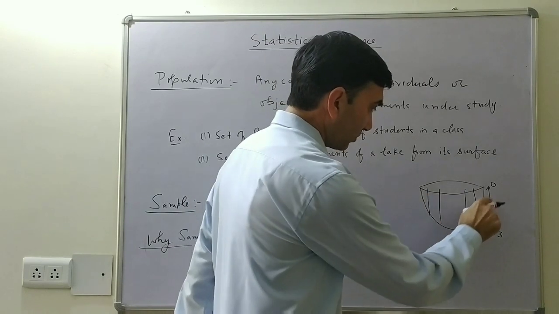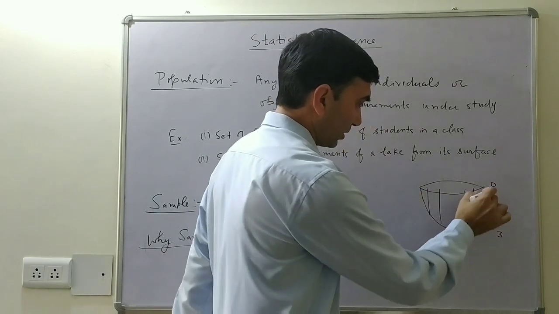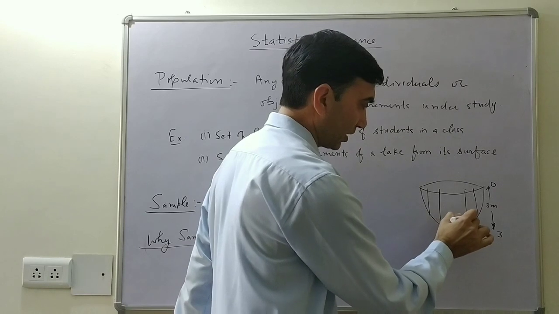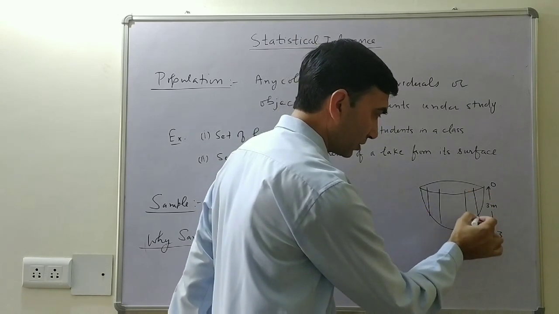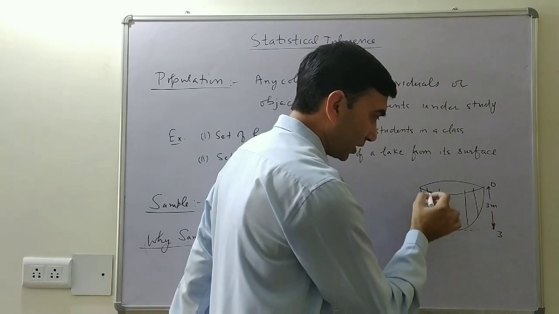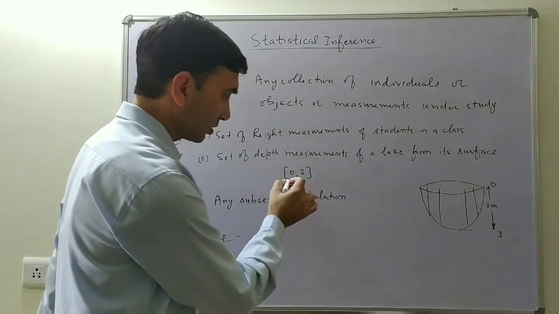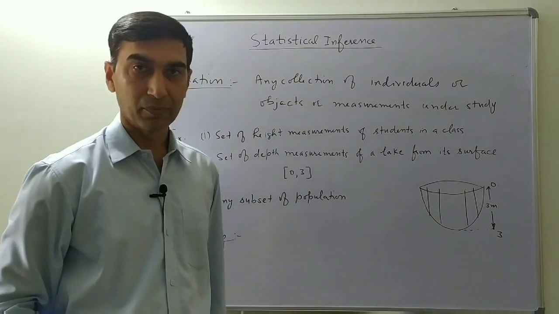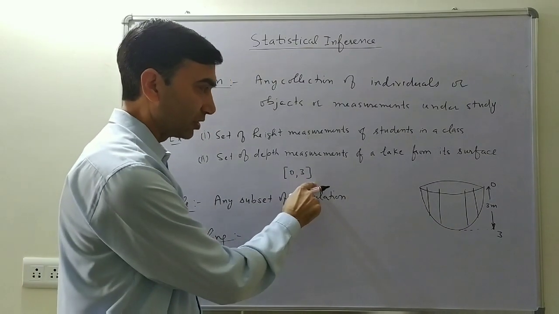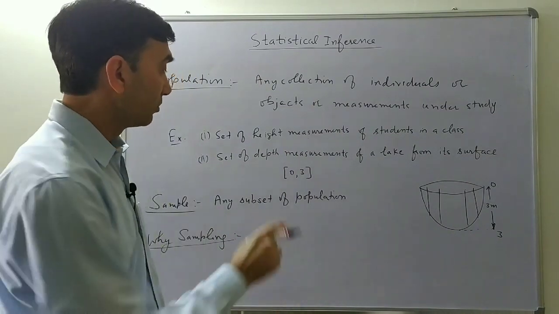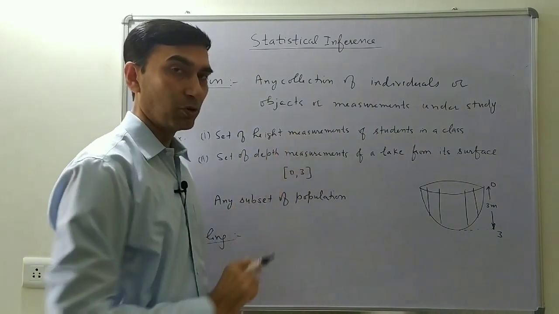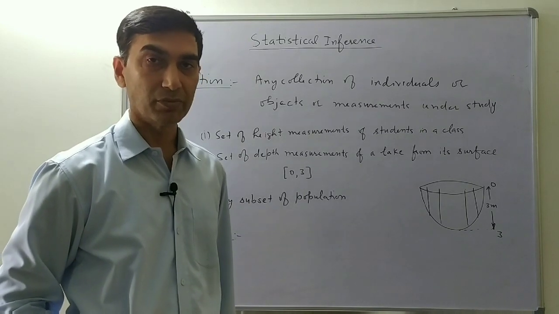For example, here, let's say the bottom surface of the lake is in paraboloid shape. Then, from its surface, all the depth measurements lie in this closed interval 0 to 3. And you can see this set is infinite. It means a population can be infinite. In the previous example, the population is finite, right?